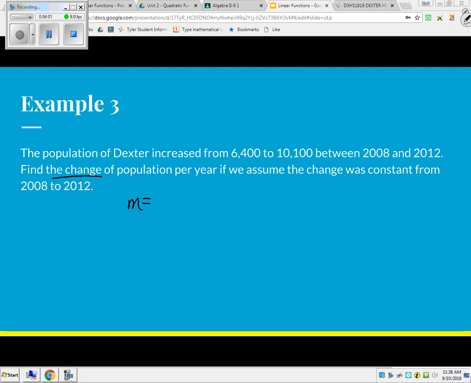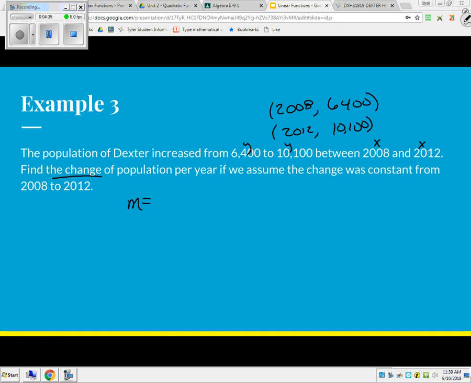So if you need to, most of the time when we deal with these functions, my x's are going to be my years, and my y is going to be whatever's going on in the year. In this case, it's population. It might be how tall someone is. We're going to do here in just a little bit. So I can actually form points if you want to. So 2008, 6400, and then 2012, 10,100. And it's just asking the same thing the previous slide did.